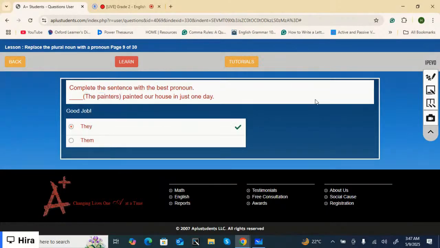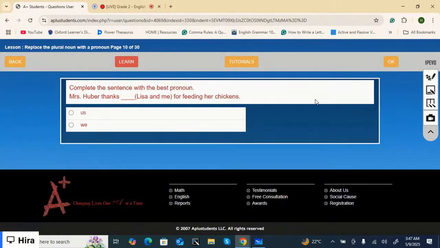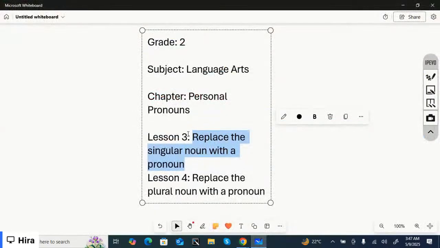Okay. I hope you understand these two lessons that we have studied today: how to replace the singular noun with a pronoun and how to replace the plural noun with a pronoun.